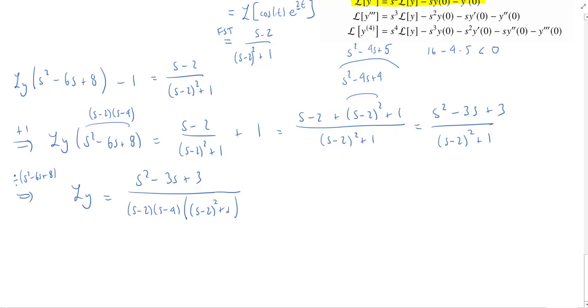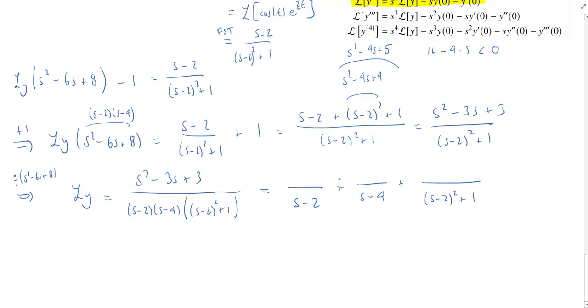Okay, so the good news is we have solved for the Laplace transform of y. The bad news is we have a partial fraction decomposition that we need to come up with. So what is this going to look like? You're going to have something over s minus 2. You're going to have something over s minus 4. And again, you could think of this as s squared minus 4s plus 5. I'm not going to write it that way, but we could think of it that way.